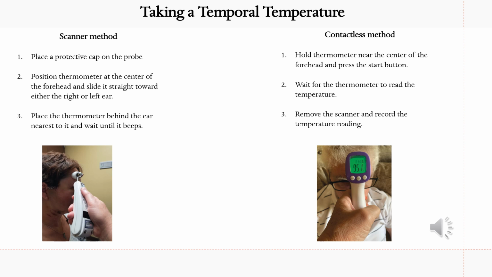When using the contactless method, you're going to hold the thermometer near the center of the forehead and press the start button. You're going to wait for the thermometer to read the temperature, and it'll usually have an audible beep. You're going to remove the scanner and record the temperature reading.